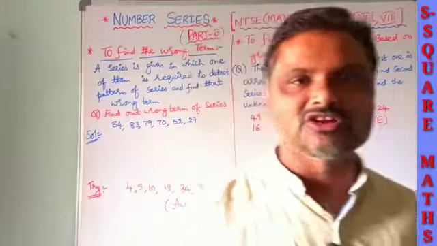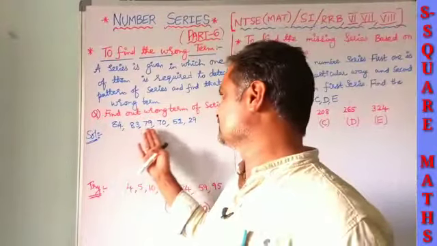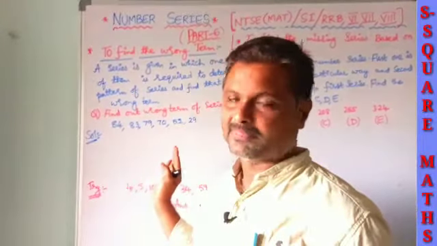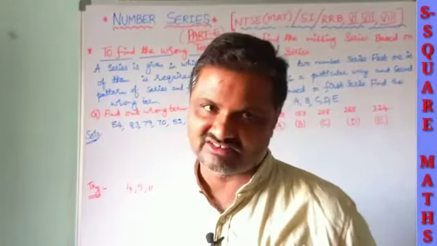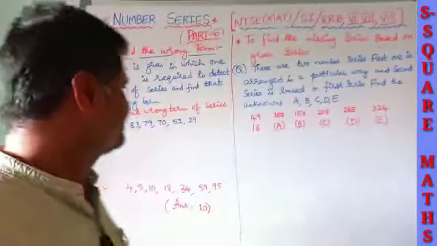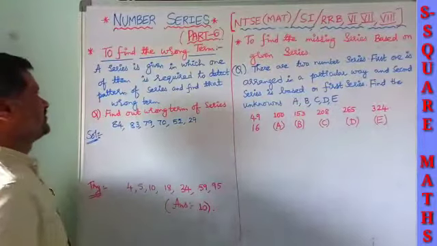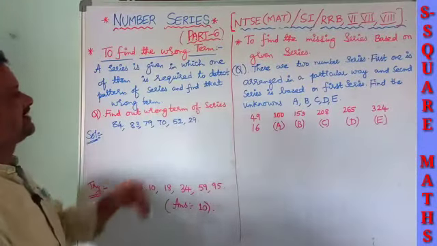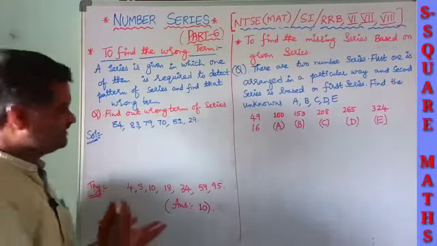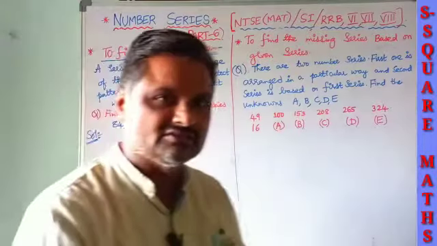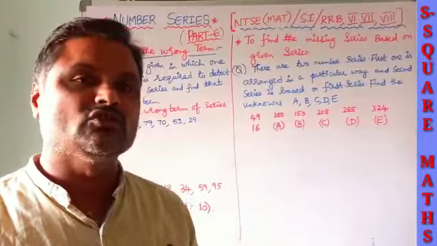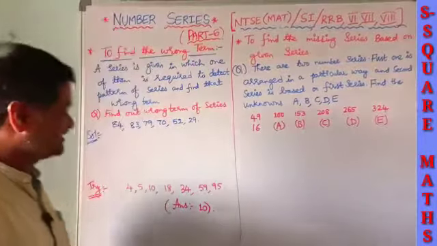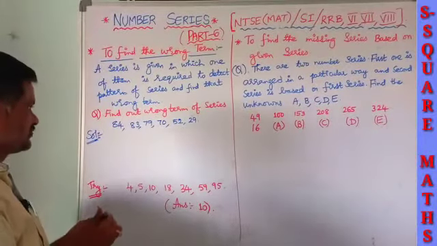From that we have to pick up the wrong term, whether it is the first term, second term, third term, fourth term, or whatever it may be. Or is 84 wrong, or 83 wrong, or 79 wrong, etc. A series is given, and you are required to detect the pattern of the series and find the wrong term. First, in order to pick up the wrong term, we should be able to know the property of the series. Then only we can go for the wrong term of the series. So now let us go through our problem.